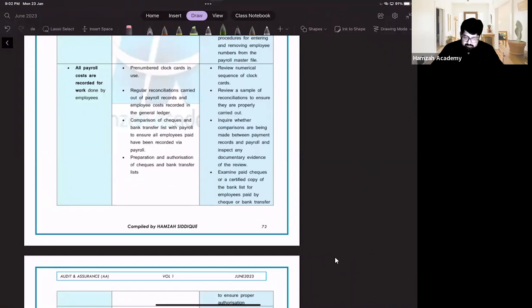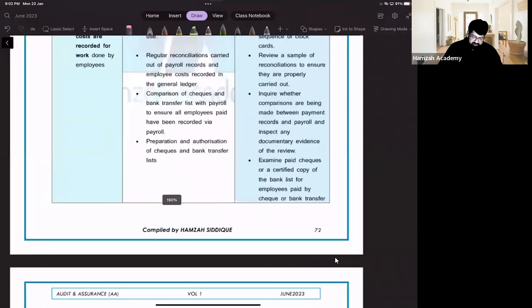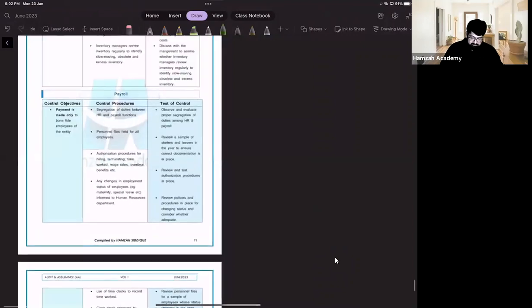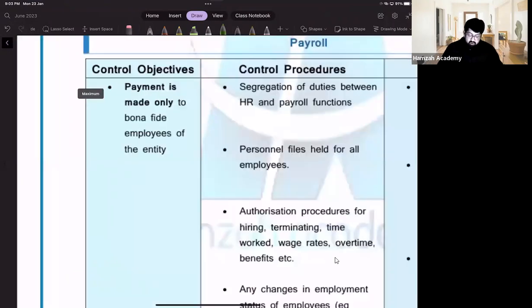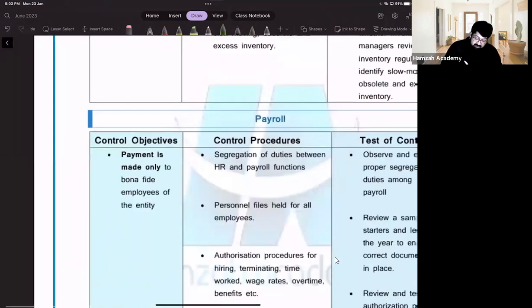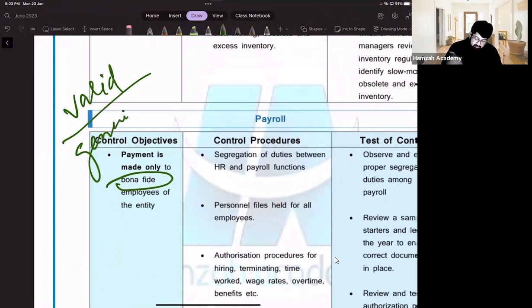Now, next. The next point is payroll, the salary, wages system. Again, cash is linked with it as well. So payment is made only to bona fide, bona fide means valid, genuine employee, not the bogus or ghost employee.